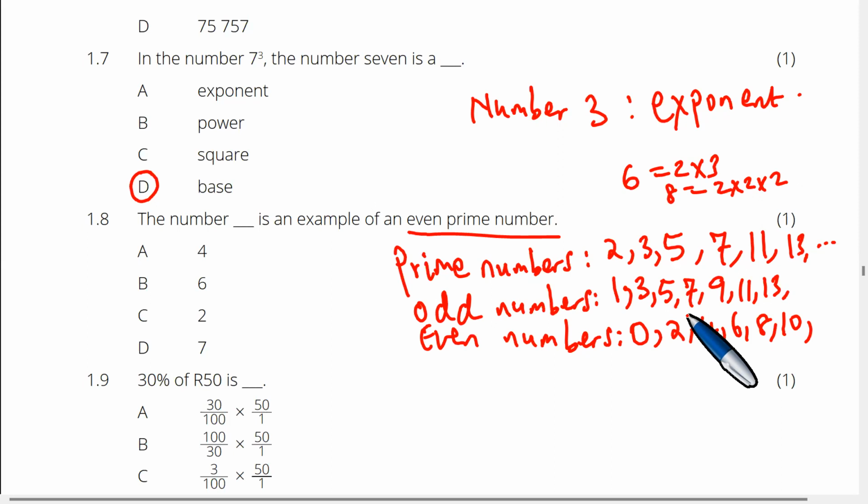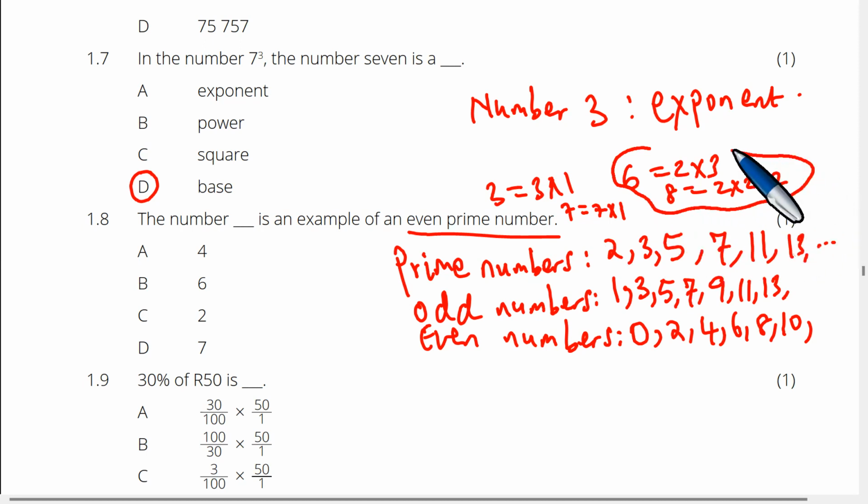Okay, so the prime numbers are these. Like the number 3 is only 3 times 1. The number 7 is only 7 times 1. So just note that.